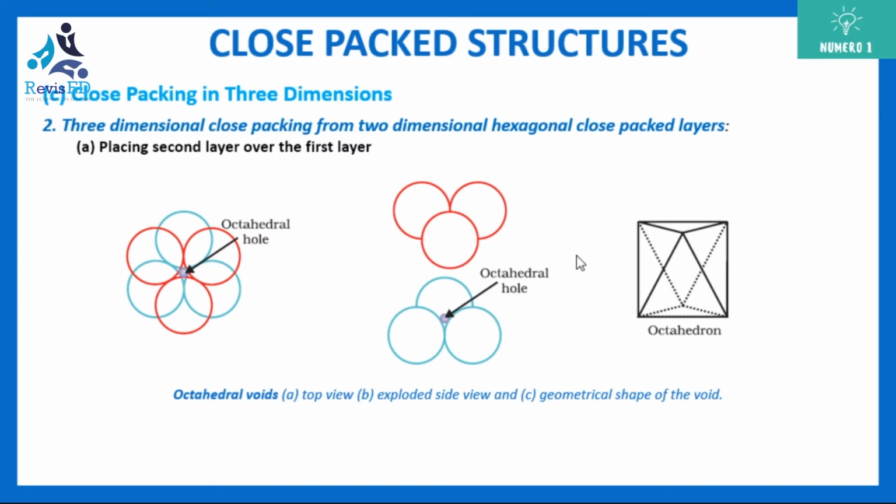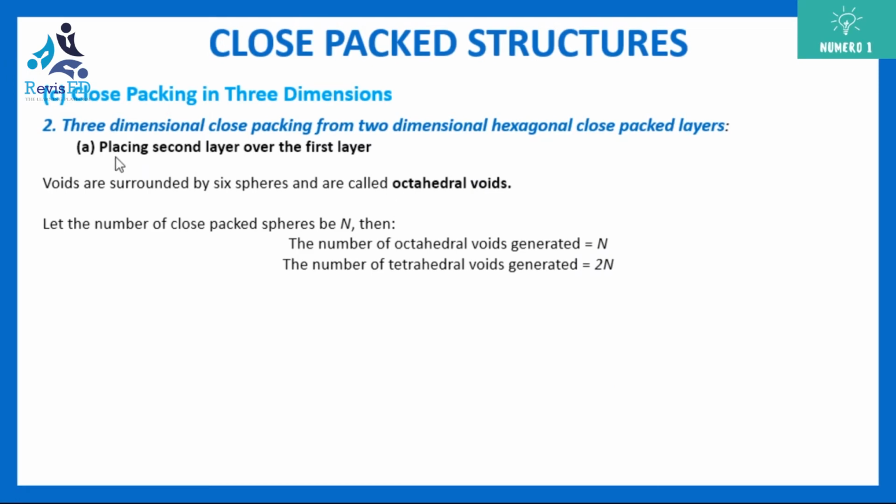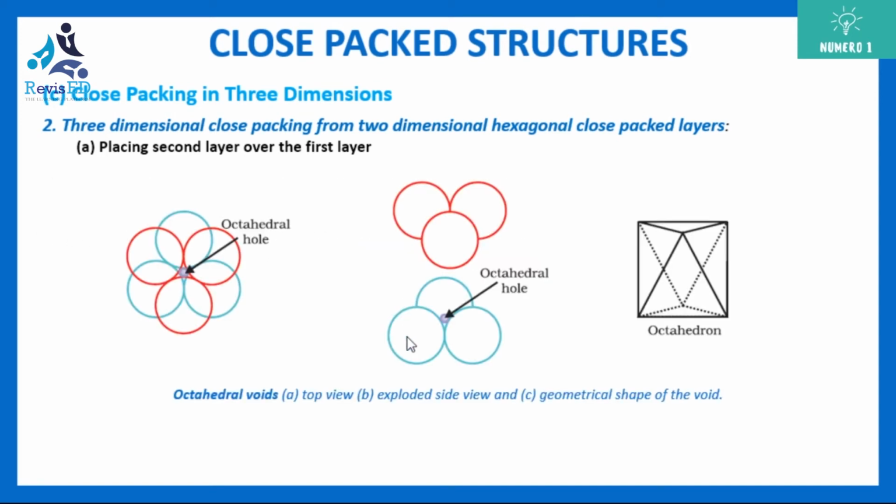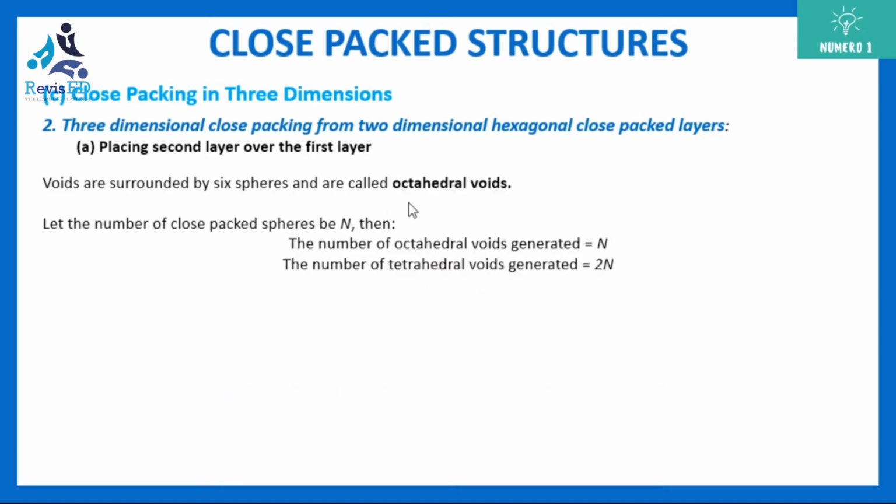Okay, now let's see the number of tetrahedral and octahedral voids which are formed. Let the number of close packed spheres be n. These spheres are known as close packed spheres. If the number is n, the number of octahedral voids generated is n.